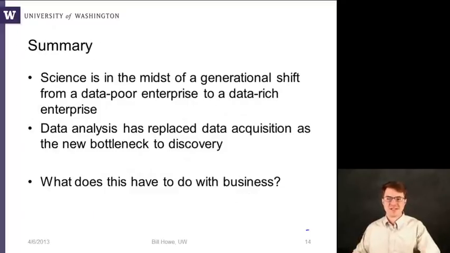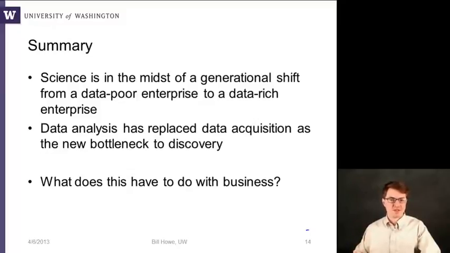So to summarize here, science is in the midst of a generational shift from a data poor enterprise where there's never enough data, to a data rich enterprise where there's so much of it you don't know what to do with it. And as a result, data analysis has replaced data acquisition as the new bottleneck to discovery, right? So it's not the cost of going out and getting the data, it's the cost of actually analyzing the data you might already have.